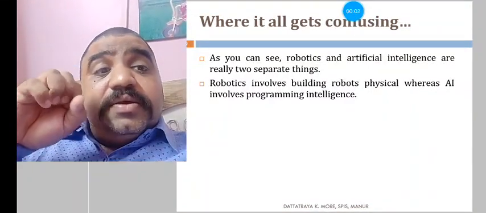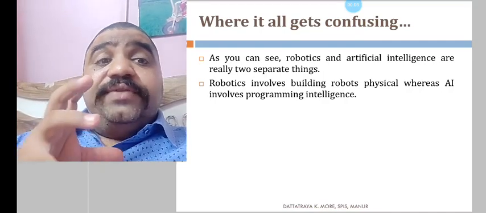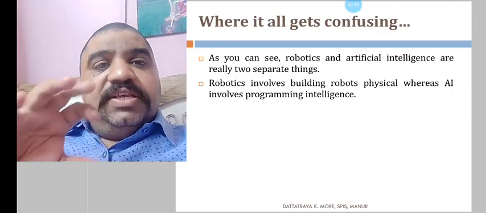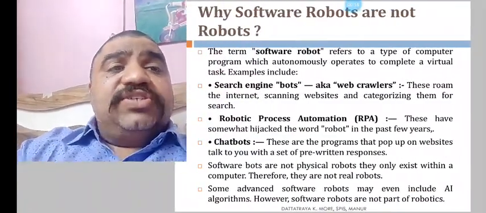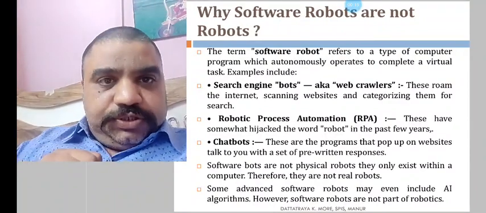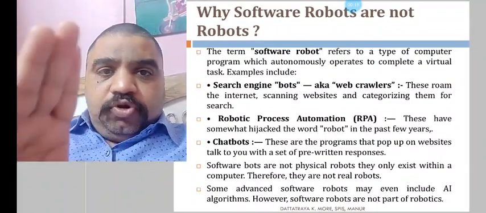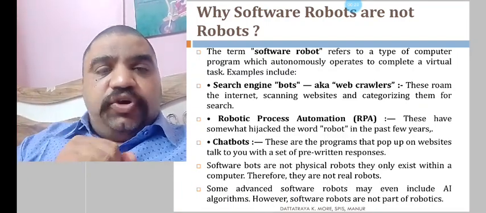Robots are built physically, and this AI involves programming only. That's software, programming instructions. Let us move ahead. Why are software robots not robots? This is one more new term. Our robots, plus artificially intelligent robots, and this is a software robot.